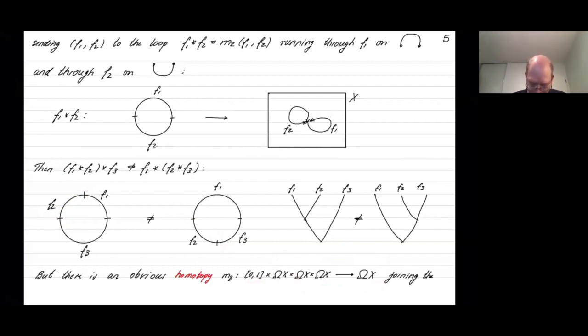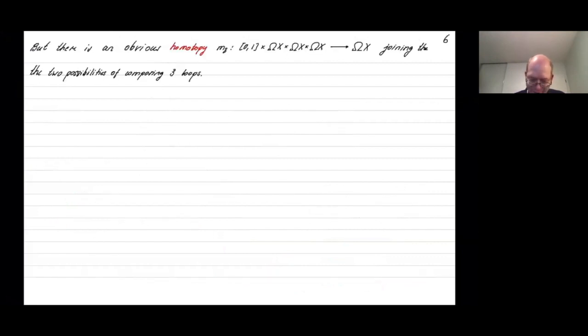Okay, now, so we have this obvious homotopy. Now, what happens when we compose four loops?